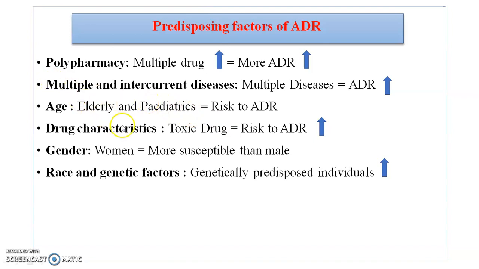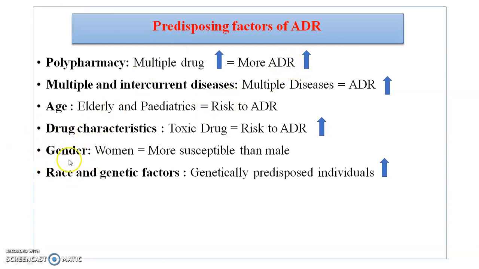Fourth is the drug characteristics, where toxic drugs are more common and more prone to be a risk factor for particular ADRs. For example, you can take toxic antiviral drugs or anti-TB drugs, for example zidovudine and so on. Some of the drugs which are very toxic may have a chance of leading to ADRs.